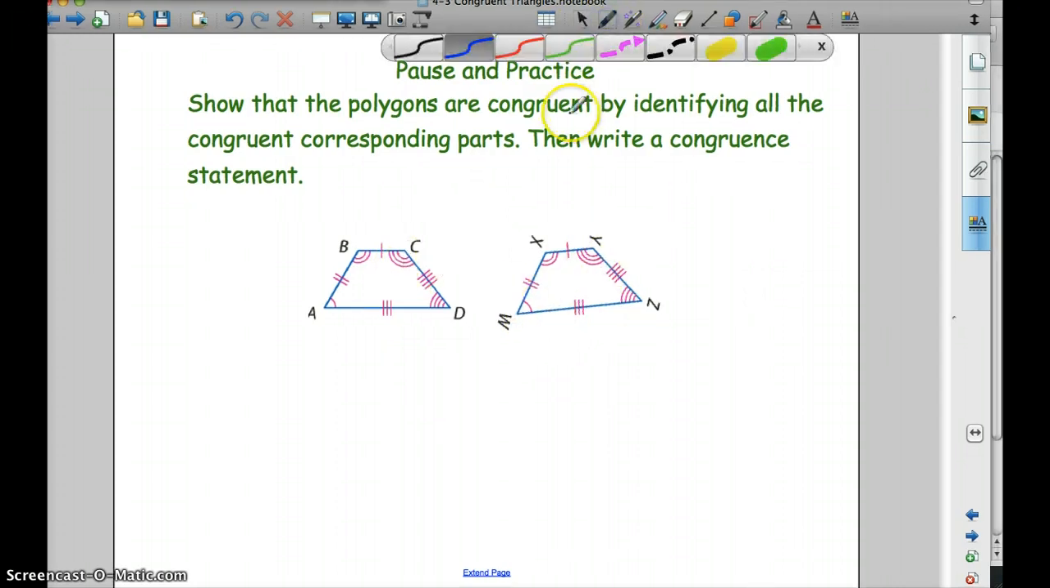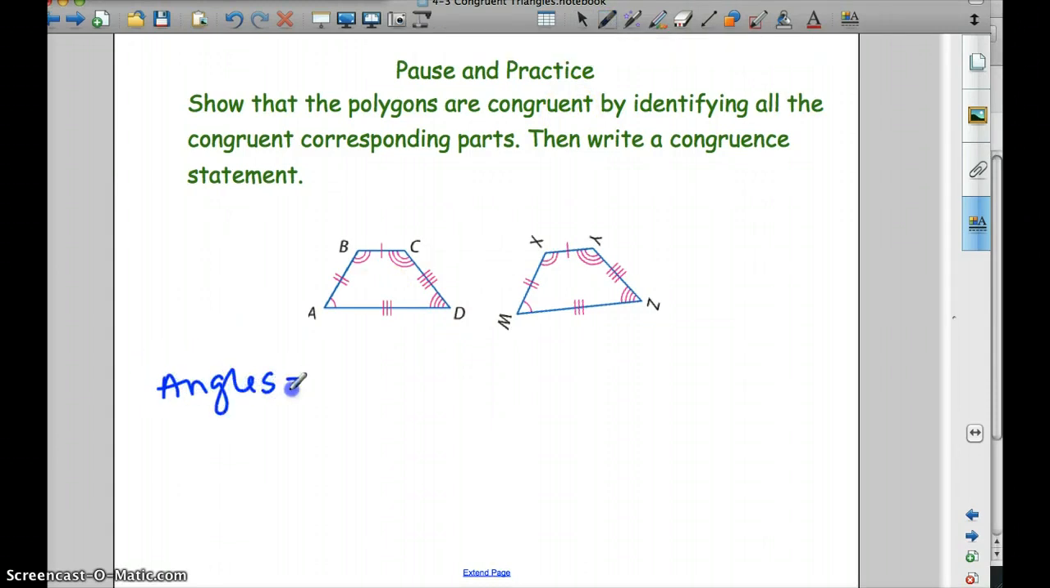So I will show you an example of what I'm looking for. I want you to name all the angles that are congruent and then all the sides that are congruent. So for example, I would say angle A is congruent to angle W. So I want you to list all those out, pause the video, and then we will compare answers.